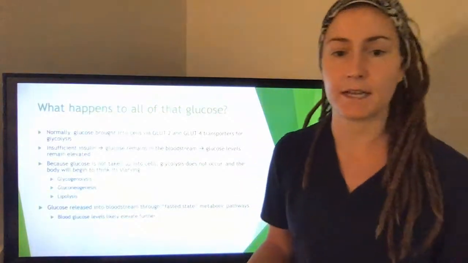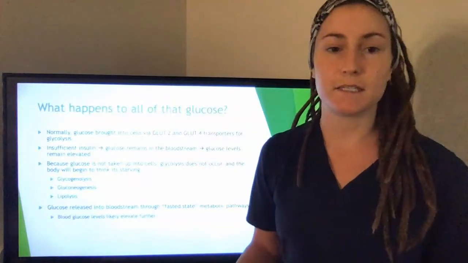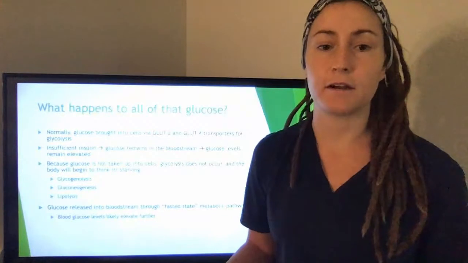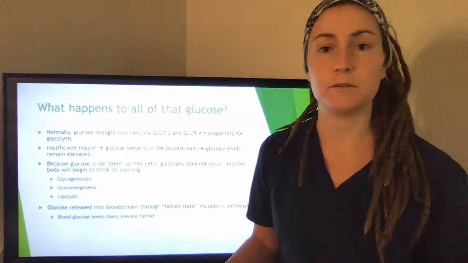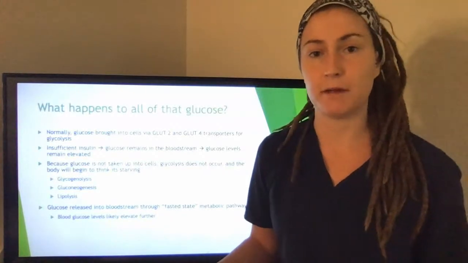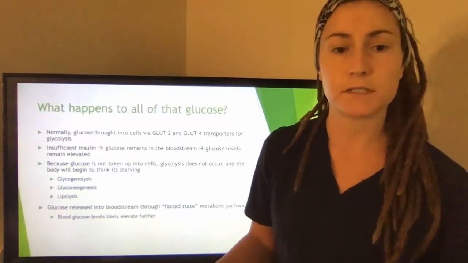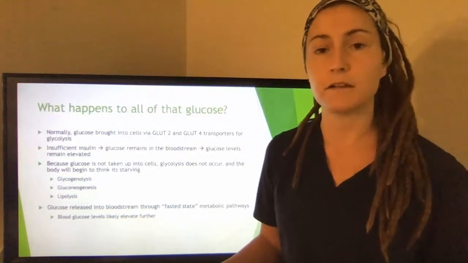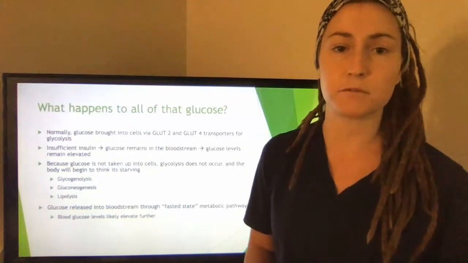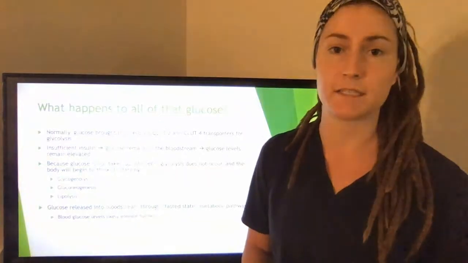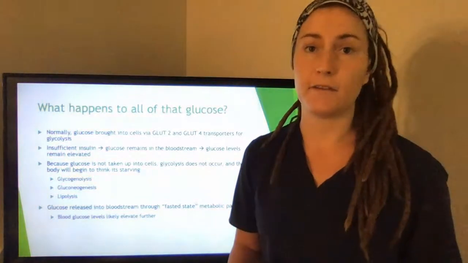Because the glucose is not taken up into the cells and glycolysis does not occur, the body will begin to think it's starving, or begin to start its fasted state metabolic pathway. So it will begin breaking down glycogen stores and even muscle mass. So we'll see the processes of glycogenolysis, gluconeogenesis, and lipolysis take place. Because glucose will be released into the bloodstream through these fasted state metabolisms, the blood glucose levels will likely elevate even further.